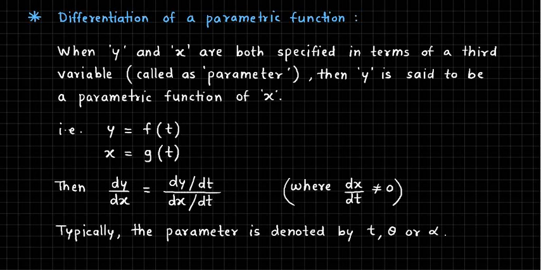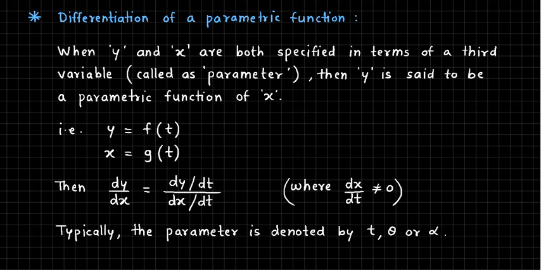That is, if y is expressed as some function of t, say f of t, and x is expressed as some other function of t in general, say g of t, then the derivative of y with respect to x is given by dy by dx equal to dy by dt upon dx by dt. So by parametric function we mean that y and x are not expressed in a single equation, but they are expressed indirectly in terms of a third variable called a parameter.